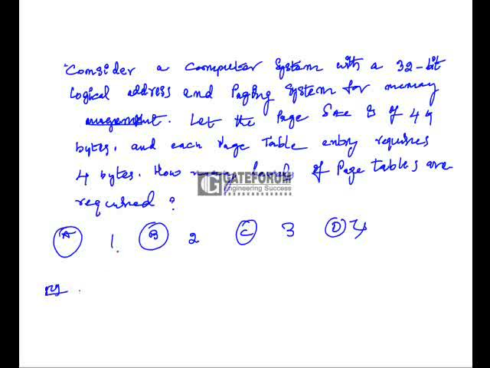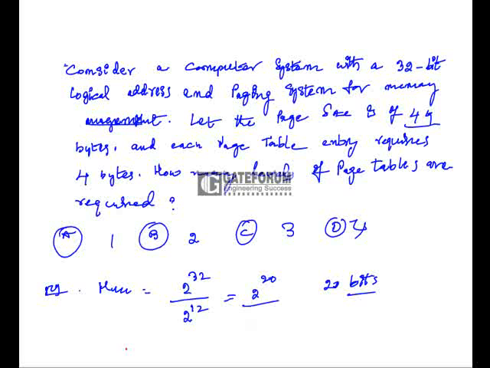If you want to find out the different levels, first we can write the number of pages. 2 power 32 is the logical address space, and each page size is 4K, which means 2 power 12. So it is equal to 2 power 20. This is the number of pages. To identify each page we require 20 bits.